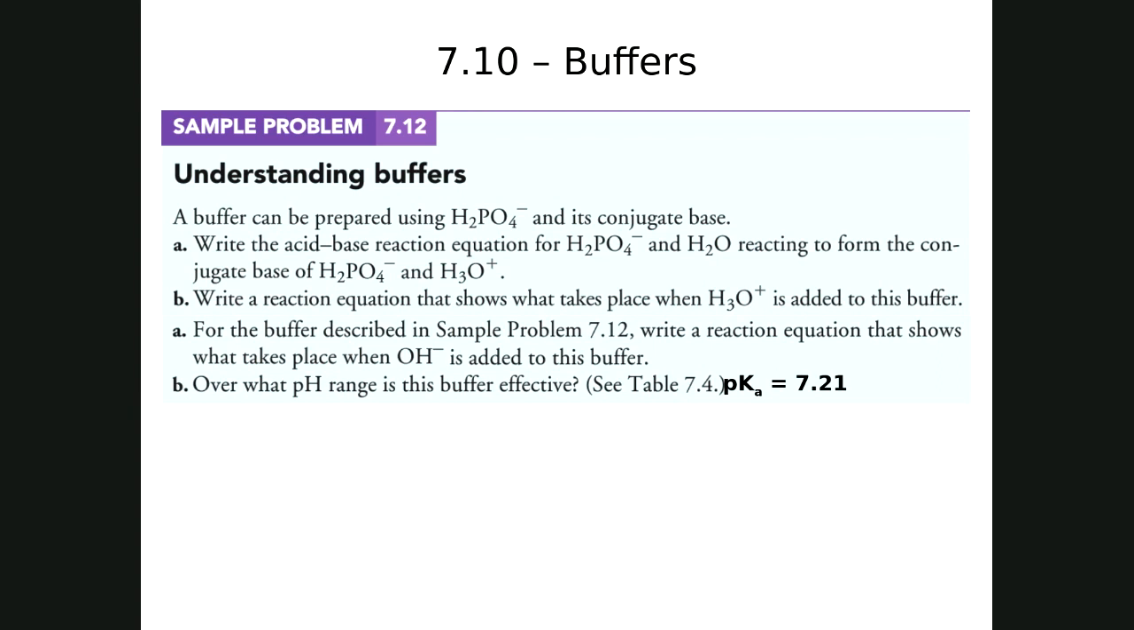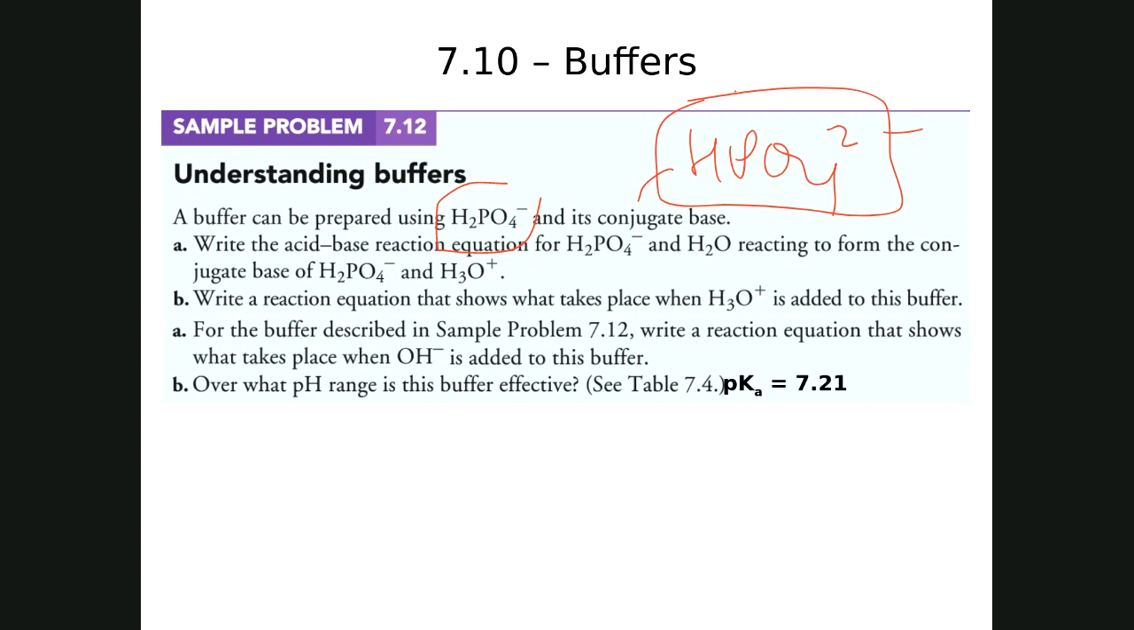So you have a solution, a buffer solution that's prepared using H2PO4 minus and its conjugate base, which of course will be HPO4 2 minus. So you have those two substances coexisting in an aqueous solution. It turns out these two substances are one of the primary buffers inside of your cells and in your urine. The pH of your urine is largely dependent on the ratio of these two things.